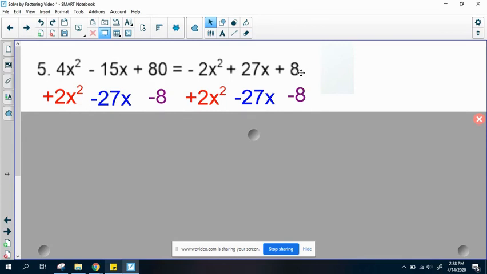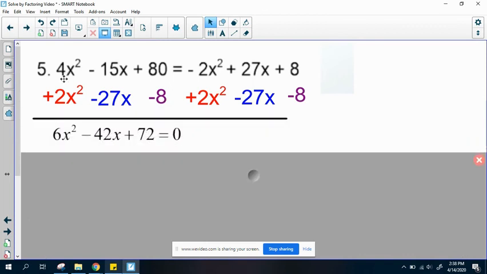And I have a plus 8, so I'm going to add that over, or subtract it over, so I'm going to put it underneath the 80 I already have. So if I do all of that, I end up with 4 and 2 makes 6, -15, -27 makes -42, and 80 minus 8 is positive 72. Whew, so a lot of work. You gotta make everything equal to 0 first and combine like terms if needed.